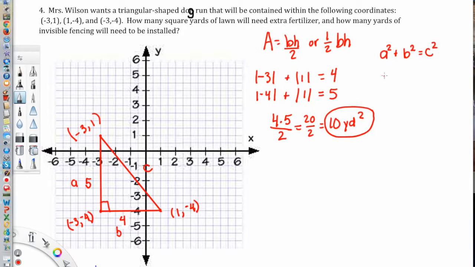So let's first substitute. Side A is going to be 5. Side B, the base, is 4, and we're going to square that, and that's going to be equal to C squared. Now, 5 times 5 is 25. No problem there. 4 times 4 is 16. Still equal to C squared. 25 plus 16 will give us 41. 41 is equal to C squared.